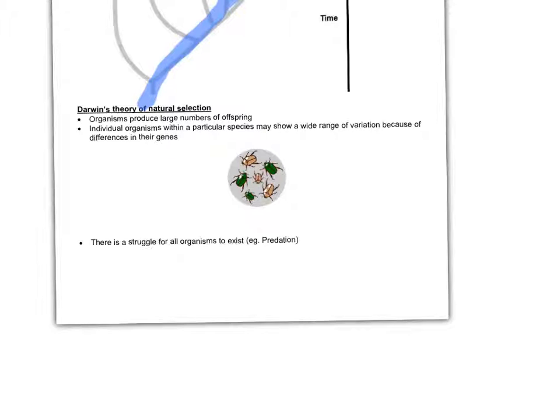Darwin's theory of natural selection is that every organism, every living thing, produces large numbers of offspring, and individual living things within a species will show a range of variation because of the difference in their genes. In the example here you can see we have some green beetles and some brown beetles, so there is variation in that species. Earlier in this video we mentioned the struggle for all living things to exist, the competition that they face, such as predators.